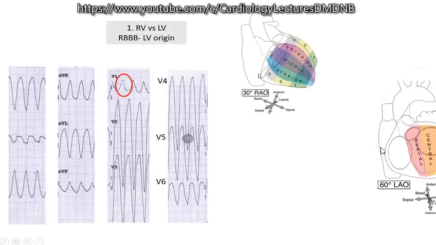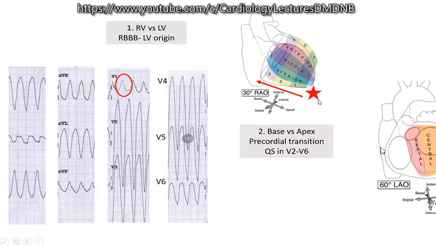So again, the first step is to determine the chamber of origin. The V1 gives you a clue to that. If it is a right bundle branch morphology, it is probably arising from the left ventricle. Then the second is to determine whether the VT is arising from the base or the apex. We look at the precordial lead transition. The presence of QS in V2 to V6, predominant QS complexes are seen arising from V2 to V6. That shows the wavefront is traveling from the apex towards the base.